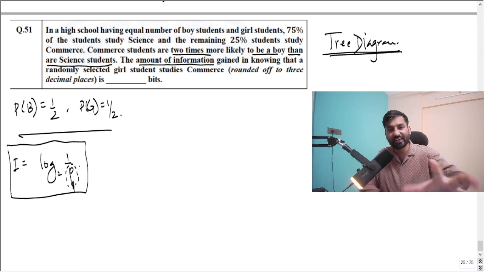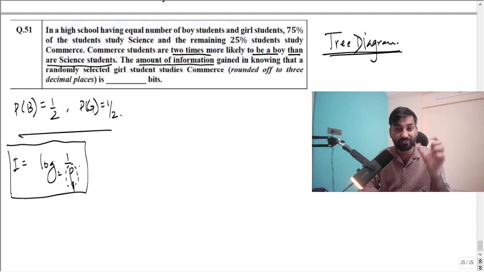Understand what the event is here: a randomly selected girl student studies commerce. That is the event for which you have to find the probability. Pause the video, try to compute it, and see how much time you take. But after watching my solution, you will not take more than 120 seconds. So let's begin the solution.